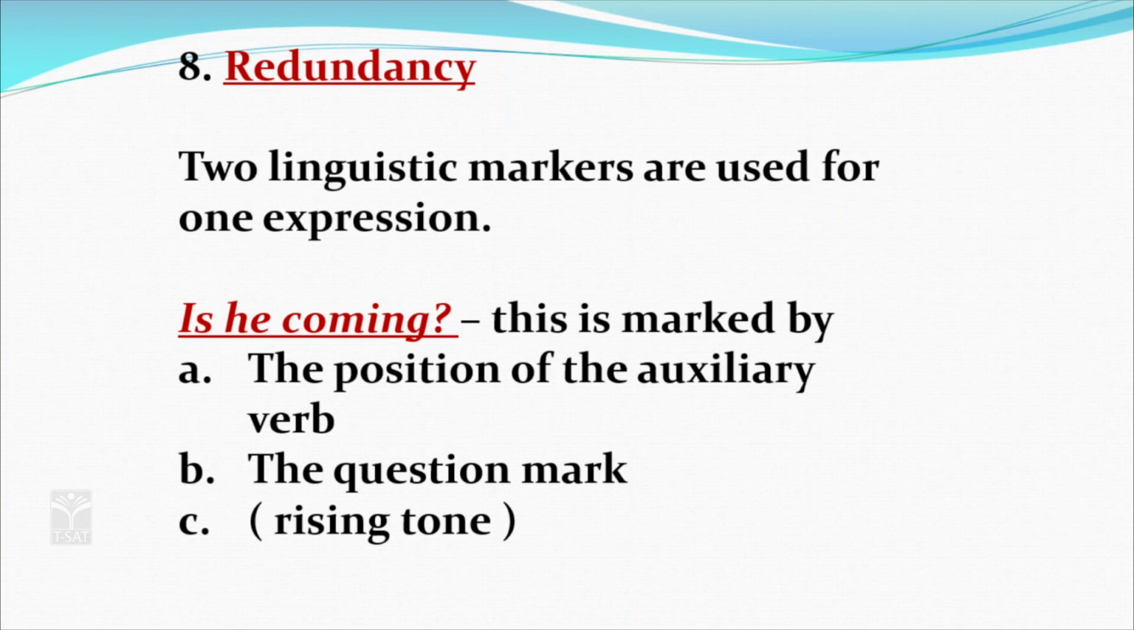If I say a question, is he coming? It is a question or an expression. It is marked by two features. One is the fronting of the verb. You can see, is he coming? Here the verb comes first and it ends with a question mark. So the fronting of the verb and the question mark, they both refer to one expression.